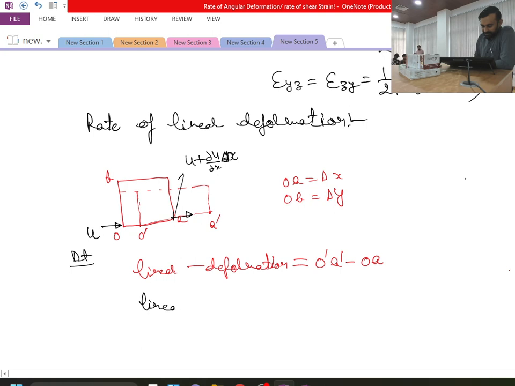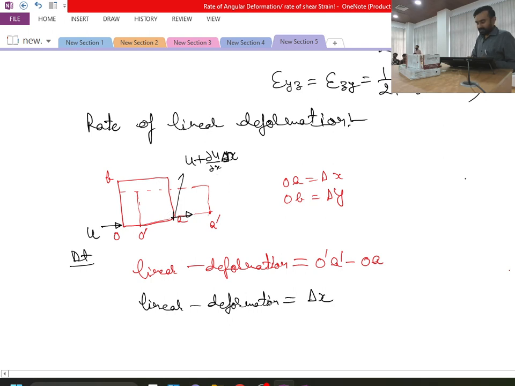I can write linear deformation as nothing but, first, the total length. So what is the total length? O to O dash plus, or let me write it like this. First tell me, what is O dash A dash? Can you quantify? We cannot. So first I will write O to A. O to A is how much? Delta x. Then I will write A to A dash. How much is A to A dash?